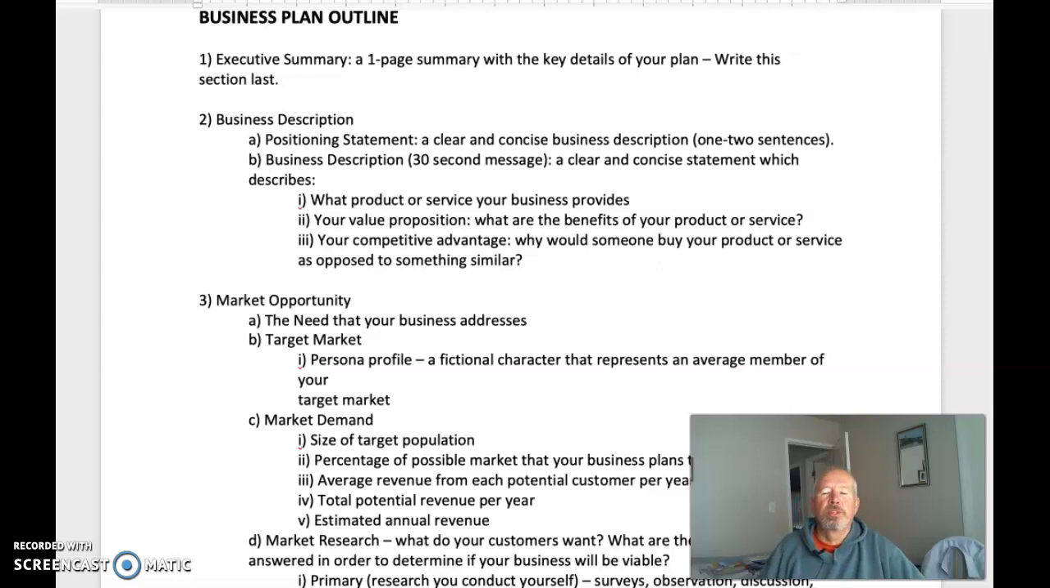Over the semester, we're going to be completing this outline, probably about one section every week or so, and the final plan will be one of the key deliverables for the course.